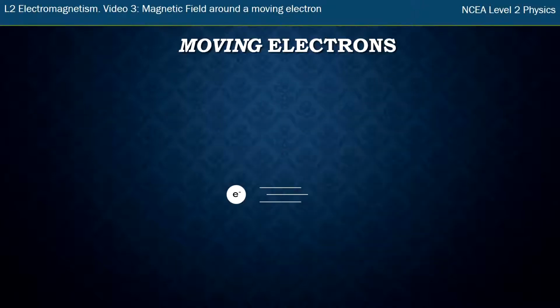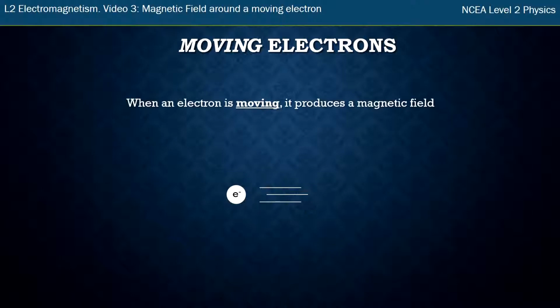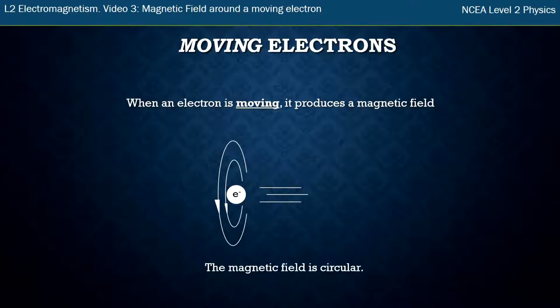It turns out when an electron is moving, it produces a magnetic field. Electric field and magnetic field, for you at level 2, are different things. You need to keep them separate, even though there's the word field in both of them. It's a very common mistake for people to mix them up. So a moving electron makes a magnetic field, and that magnetic field goes round in loops around the electron, and it's circular.